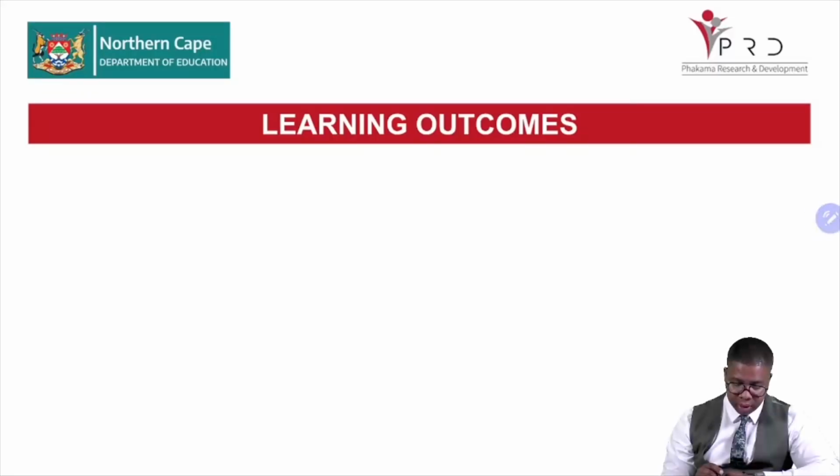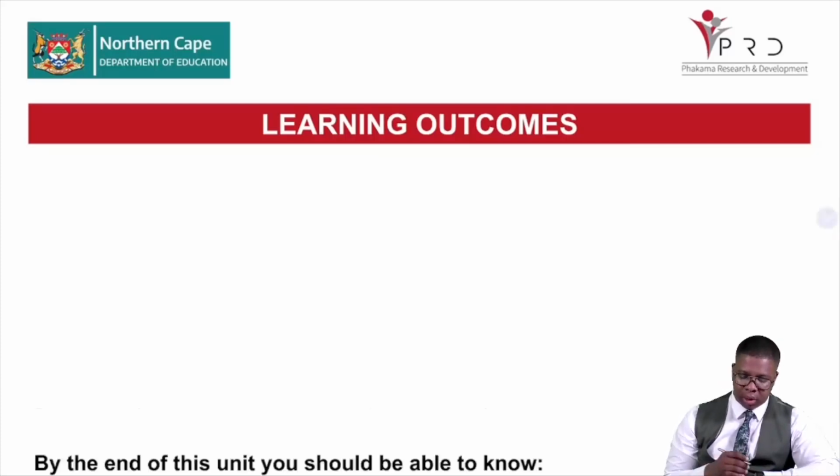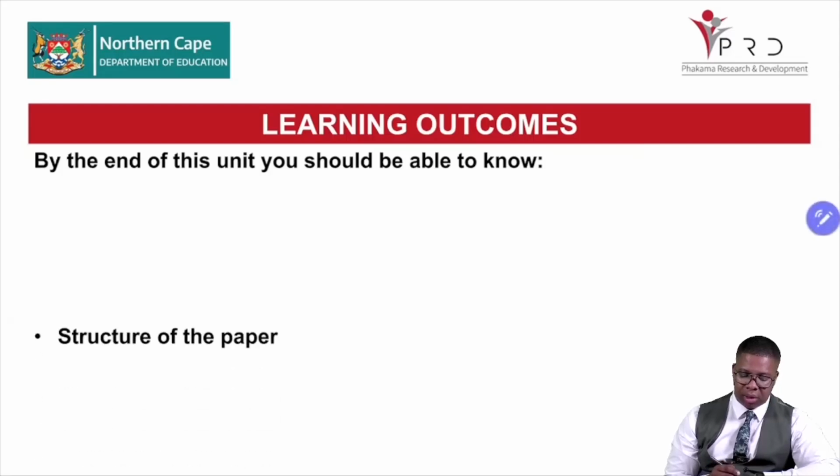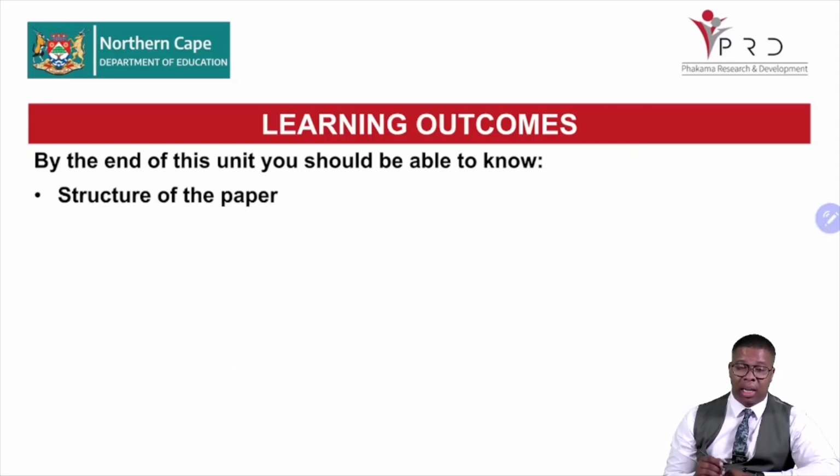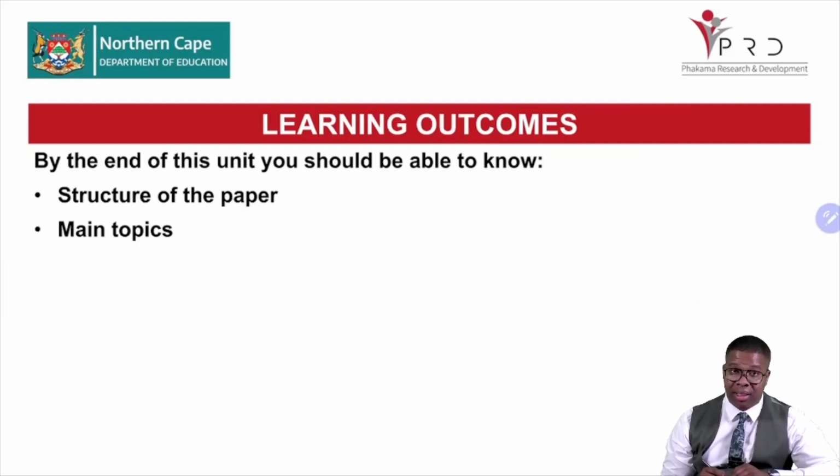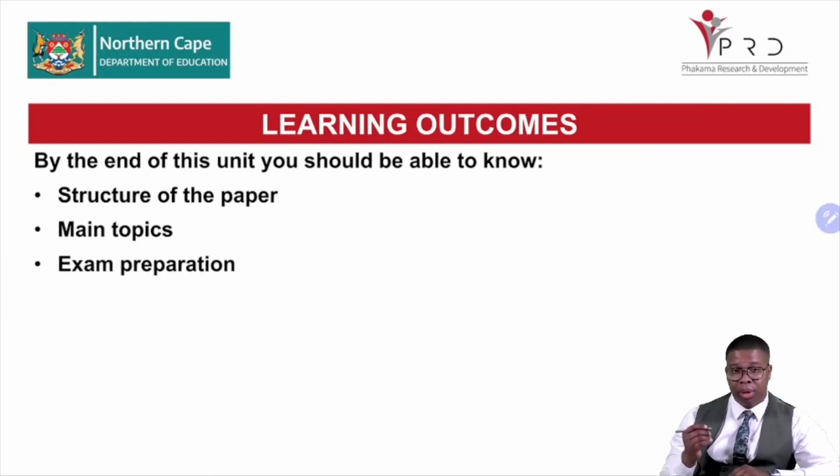Our learning outcomes are what we should master by the end of this lesson. By the end of this unit, you should know the structure of the paper, that is, how your question paper is going to be structured. You should also know the main topics that are going to be assessed for the paper. However, keep in mind that we are only focusing on one main topic for this lesson. You should also master how to do exam preparation, and I'm going to be helping you in the process of preparing for the exam.